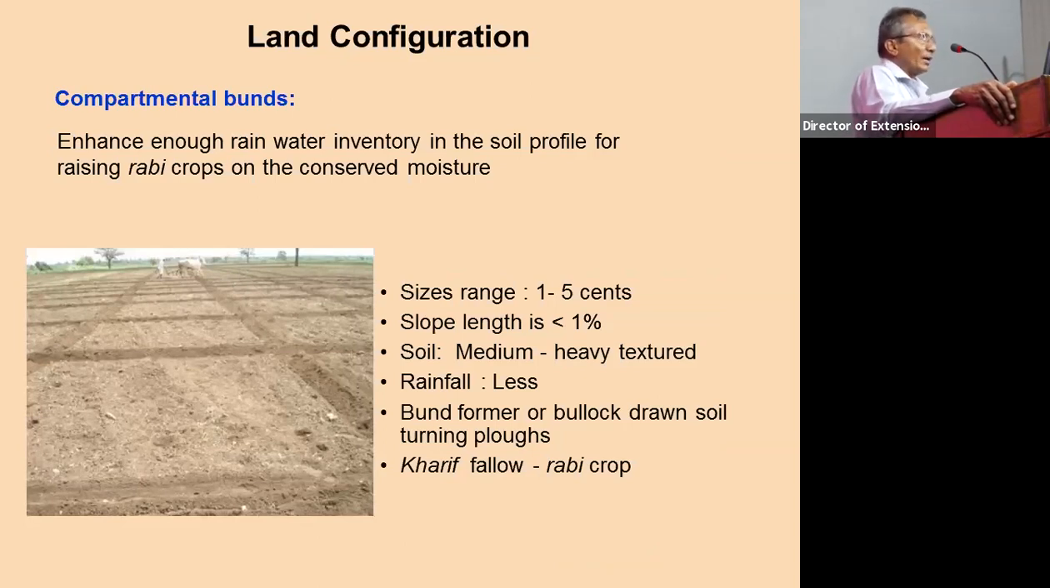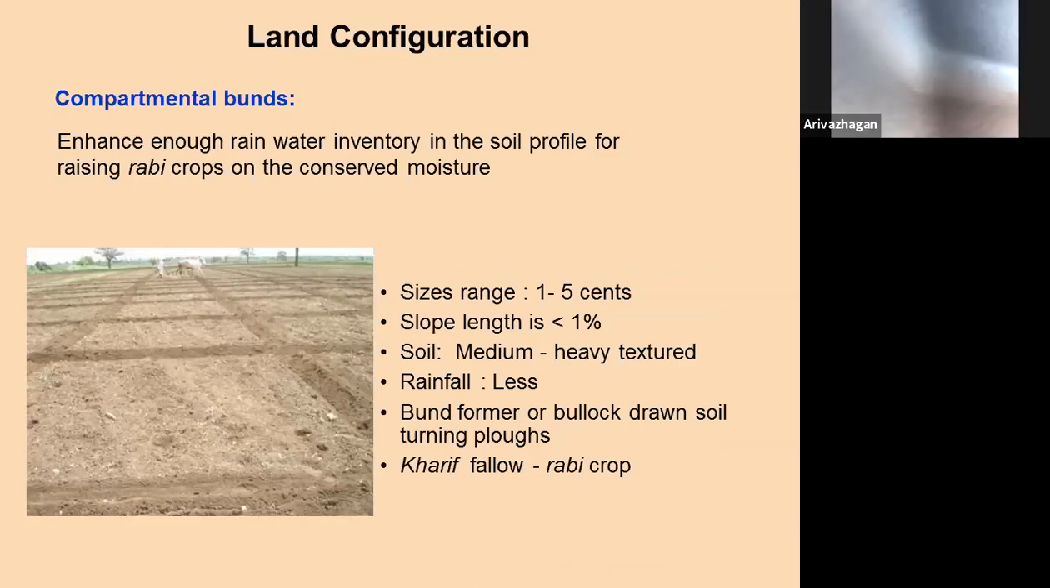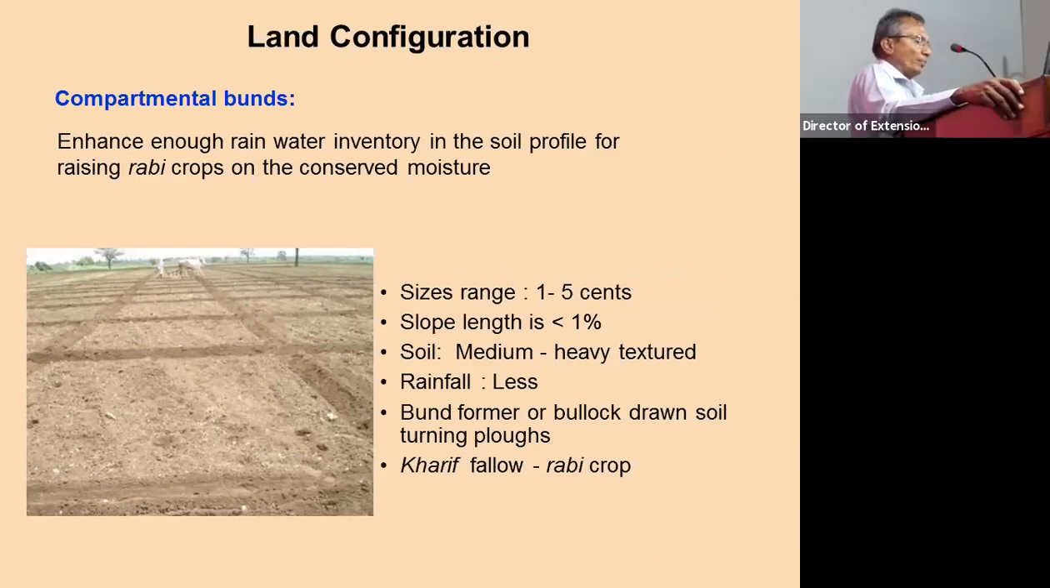Maybe it's bigger than the beds and channels compared to the compartmental bedding. It's 5 cents, at least 5 to 10 cents we can make according to the slope. The slope should be less than 1%.